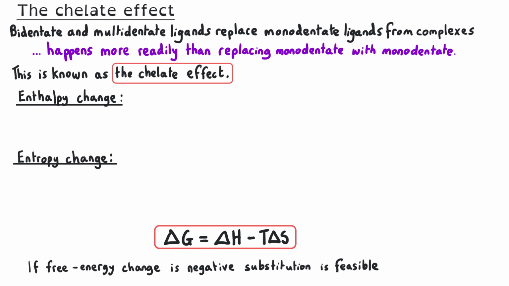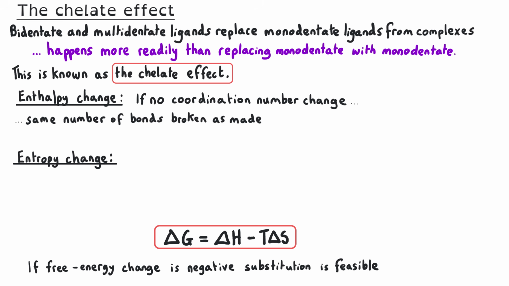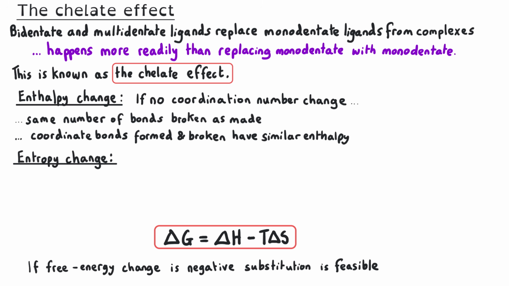And in order for a reaction to be feasible, delta G needs to be less than or equal to 0. So in terms of enthalpy change, if there is no change in coordination number, that means we'll have the same number of coordinate bonds being broken as are being made. And in general, coordinate bonds are similar in terms of their enthalpy, so there will be an enthalpy change that is very close to 0, and so we can say that delta H is negligible.